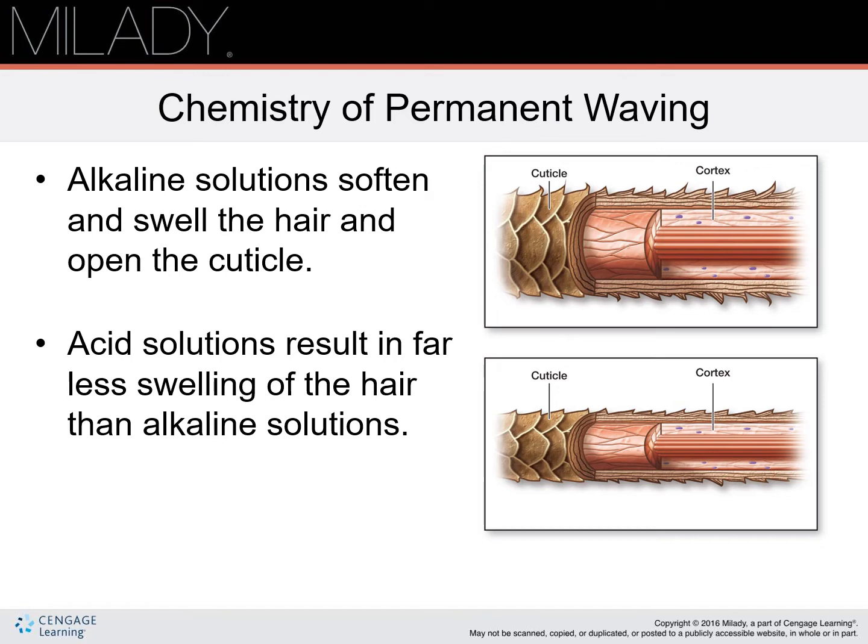So in order to please your client, you need to know what your client is looking for and how you can determine that. So let's get into the chemistry of permanent waving. Alkaline solutions soften and then swell the hair and open the cuticle. They open the cuticle, permitting the solution to penetrate inside the cortex. So here, that chemical swells this, it opens up and allows that chemical to get inside of the cortex.